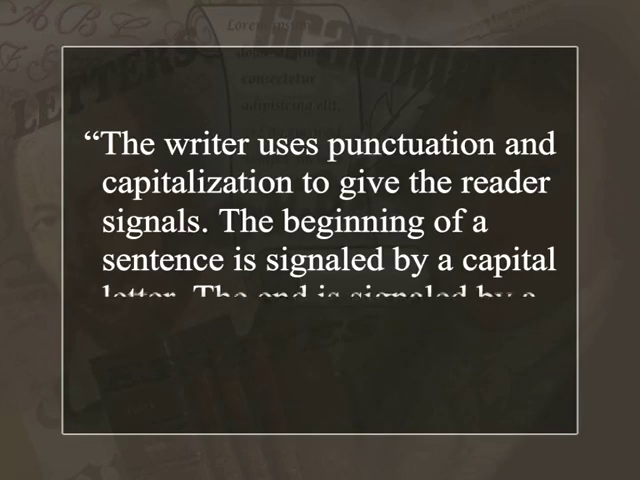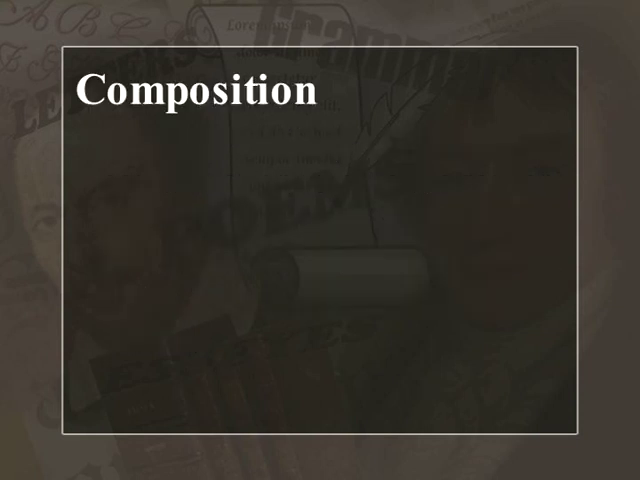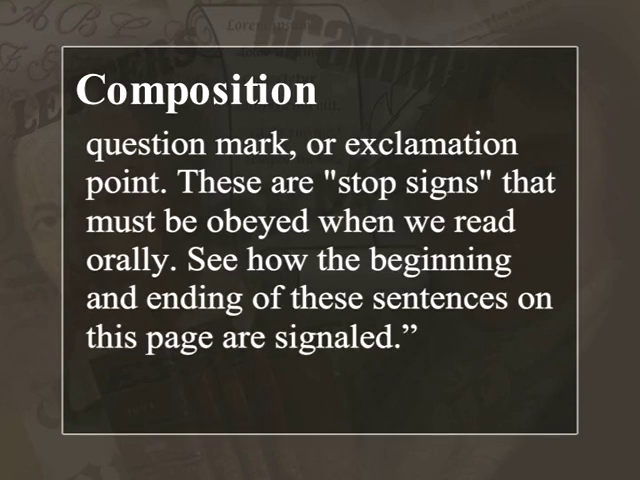The writer uses punctuation and capitalization to give the reader signals. The beginning of a sentence is signaled by a capital letter. The end is signaled by a period, question mark, or exclamation point. These are stop signs that must be obeyed when we read orally. See how the beginning and ending of the sentences on this page are signaled.